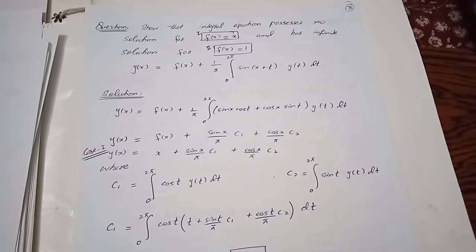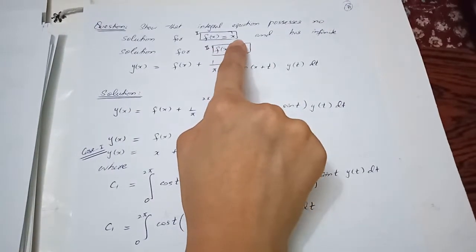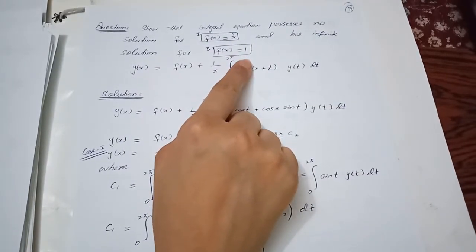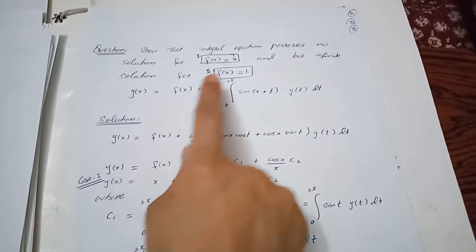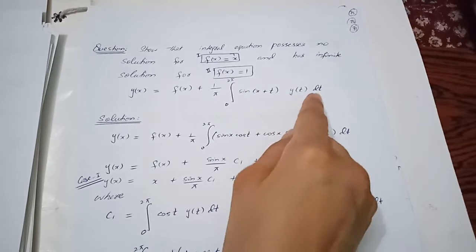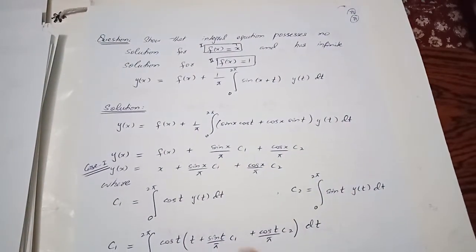Right now we are doing chapter number 4 and we are going to do a question, that is, we have to show that the integral equation possesses no solution when the non-homogeneous part f of x equals x, and has infinite solutions when f of x is 1. The given integral equation is y of x equals f of x plus 1 over pi, integration from 0 to 2 pi, sine of x plus t, y of t dt. So let's do its solution.